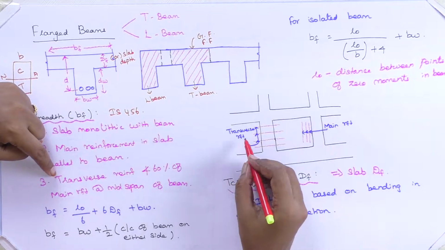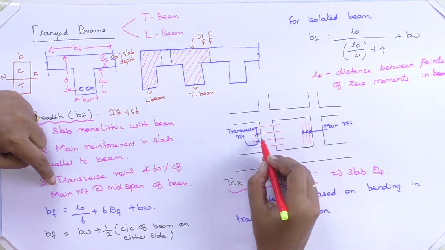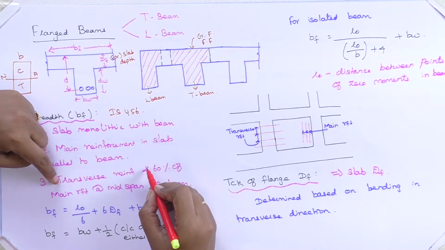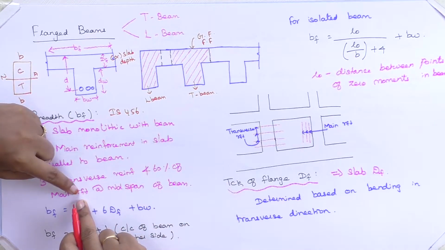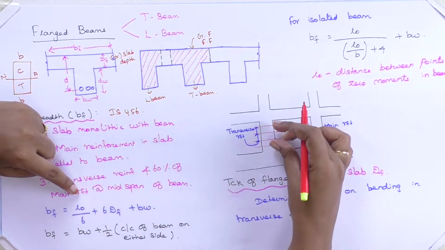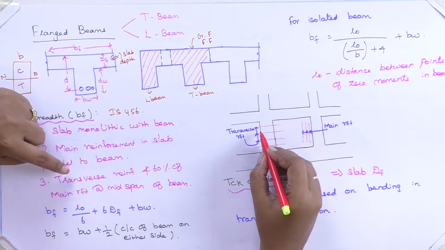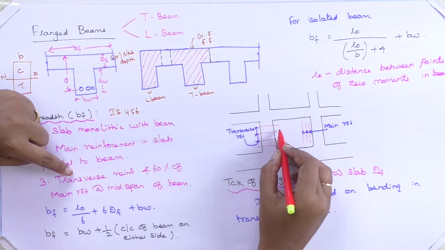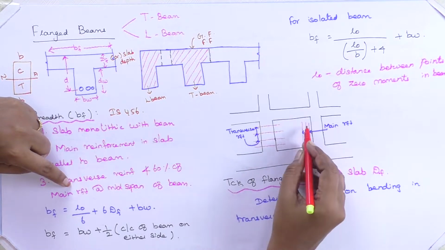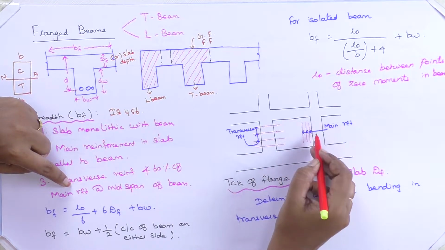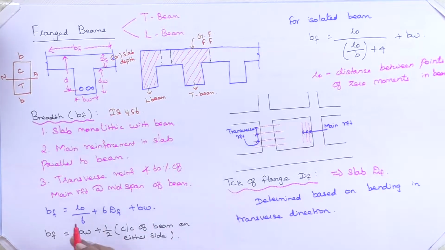Third, the transverse reinforcement provided in the slab should not be less than 60% of the main reinforcement at midspan. At midspan it will undergo some deflection, so you need to provide above 60% of the main reinforcement that you have provided parallel to the beam. Okay. Then how to calculate the B effective value?